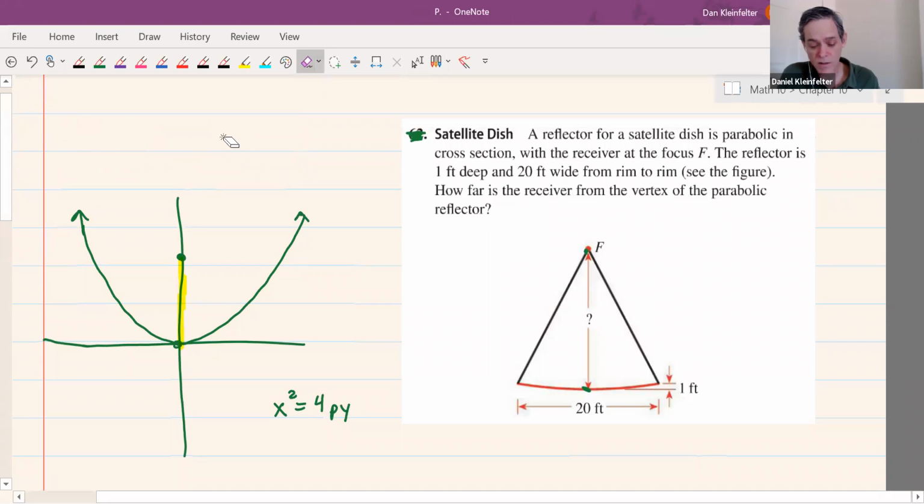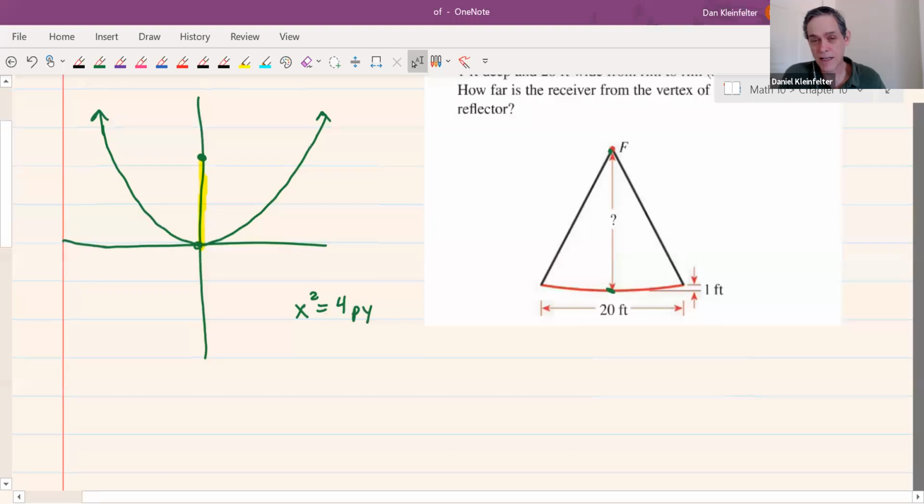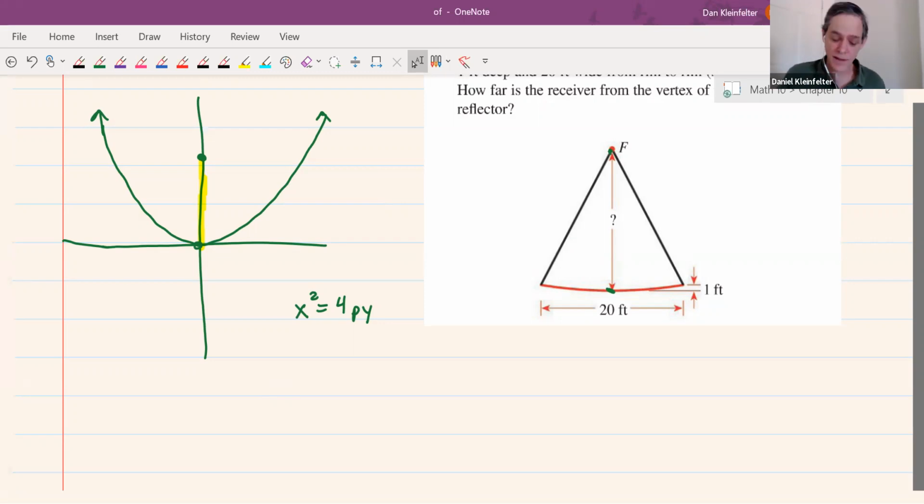So it's not even so much about finding the equation, because we need the p to get the equation, but the question is actually asking us for p, the distance between the vertex and the focus. So how can we get that? Well, all we have now to really work with is the picture, the numbers in the picture, and the fact that the equation has to look like x squared equals 4py.